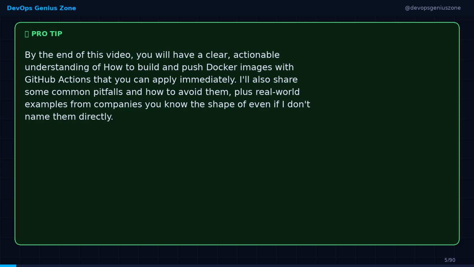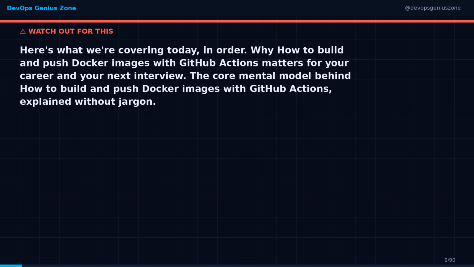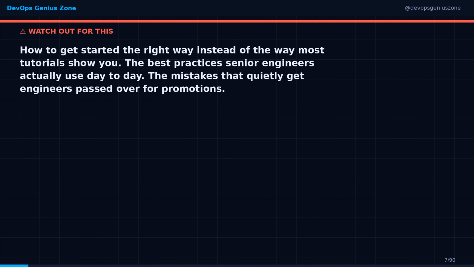Here's what we're covering today, in order. Why how to build and push Docker images with GitHub Actions matters for your career and your next interview. The core mental model behind it, explained without jargon. How to get started the right way instead of the way most tutorials show you. The best practices senior engineers actually use day to day. The mistakes that quietly get engineers passed over for promotions. A real-world example with numbers attached.